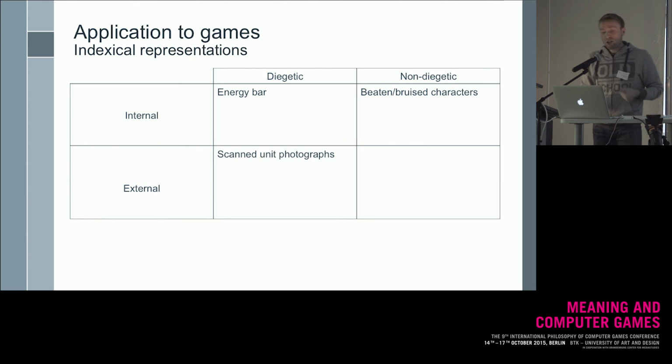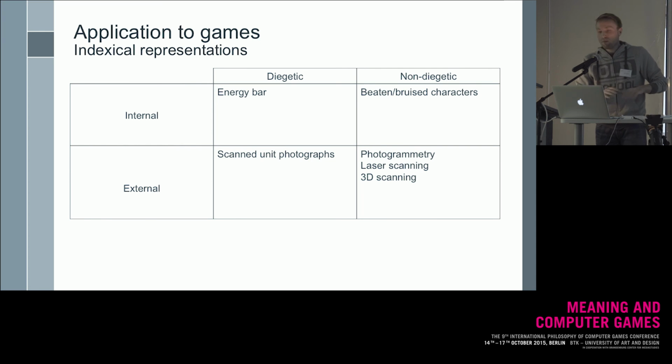Now, a diegetic external indexical representation is a scanned unit photograph in a game. For example, let's say that we have a strategy game where someone scanned a photograph of a real unit, like it's a history game or something like that. Then there is a causal connection between this person and its representation in a game, because the photograph was physically created by the person causing some material to change shape, and the scanning process is again a causal connection between the photograph and the game. So there's a real causal link between the object and the digital representation.